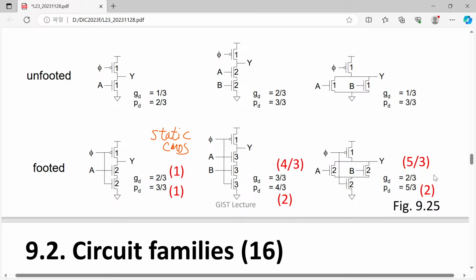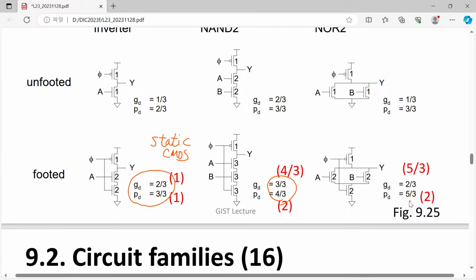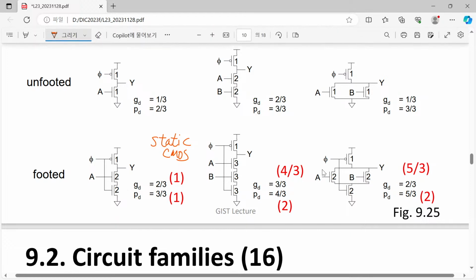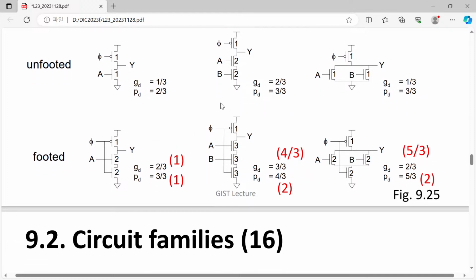Please make a comparison between static CMOS and our dynamic circuit implementation. Yes, in the case of our inverter, it is smaller, and in our NAND gate also it is smaller. However, the biggest advantage can be found in the case of NOR. So anyway, in every case, even with this PMOSFET, we get certain advantages in terms of logical effort and propagation delay. If you are interested, then please try to calculate it.